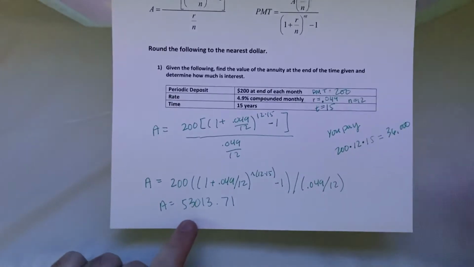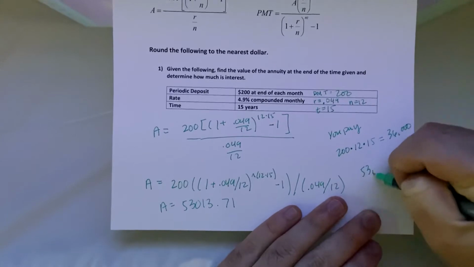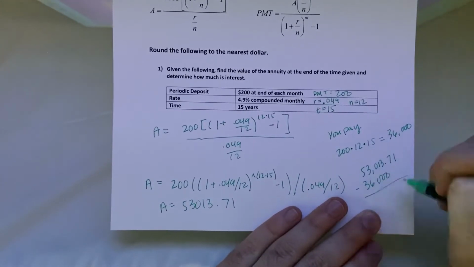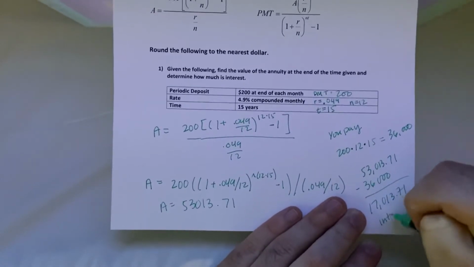So if you have $53,013.71 and you pay 36,000, your interest is just the difference between them, which is $17,013.71 interest.